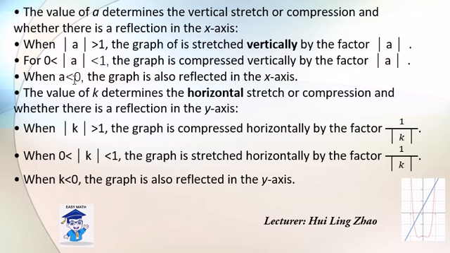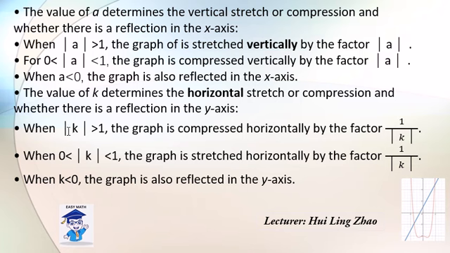When a is less than 0, that means it is negative, the graph is also reflected in the x-axis. Next is talking about k. The value of k determines the horizontal stretch or compression and whether there is a reflection in the y-axis.